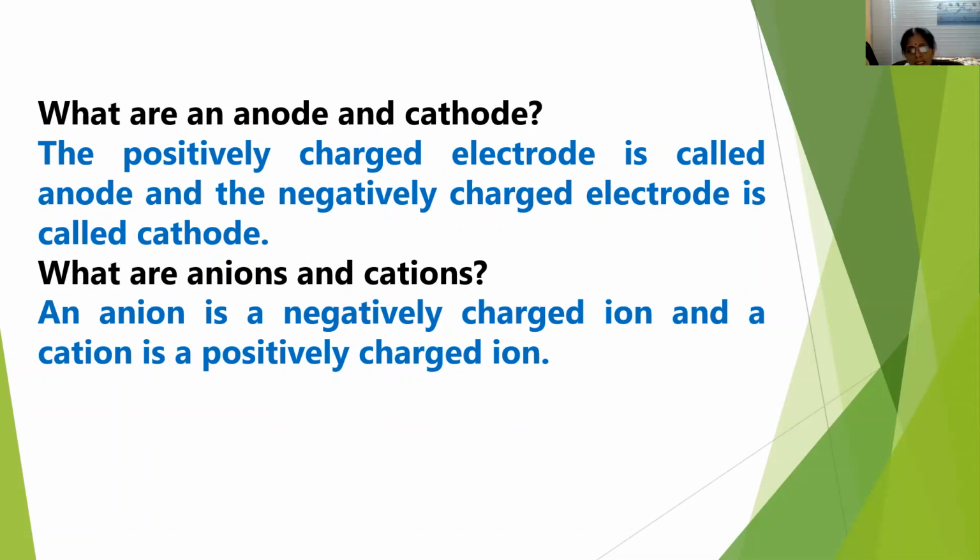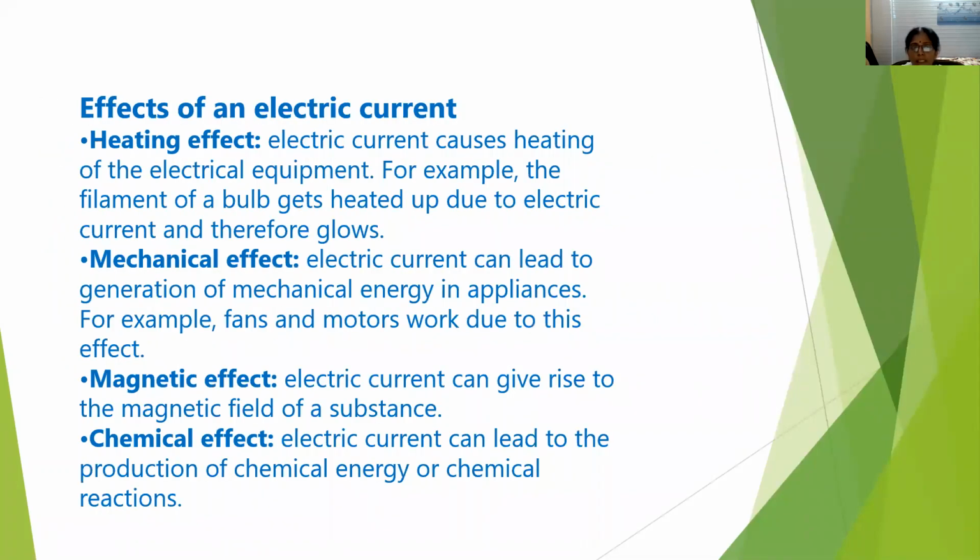Then we have learned what are anions and cations. An anion is a negatively charged ion and a cation is a positively charged ion. Then we have learned about different effects of electric current. Whenever electric current passes, it produces heating effect, mechanical effect, magnetic effect, and chemical effect. So what is heating effect? Whenever electric current passes, it causes heating of the electrical equipment. For example, the filament of the bulb gets heated up whenever the electric current passes through it, therefore it glows. It is an example of the heating effect of electric current.